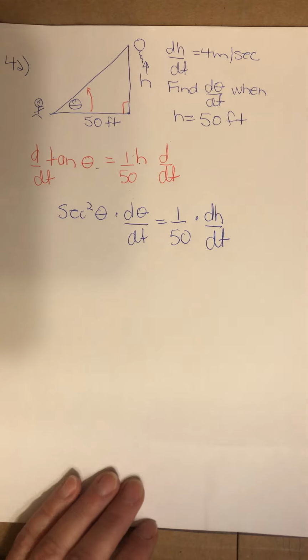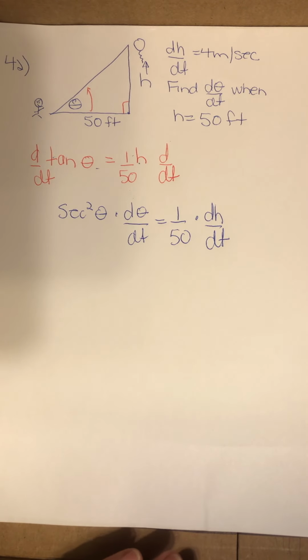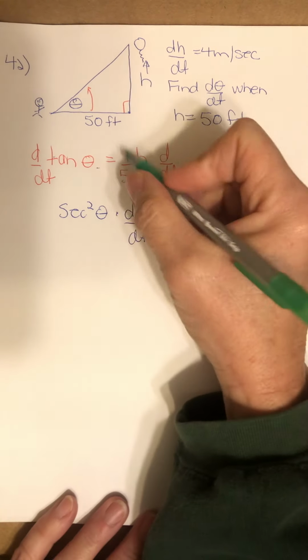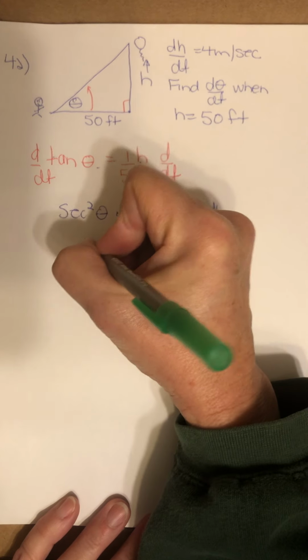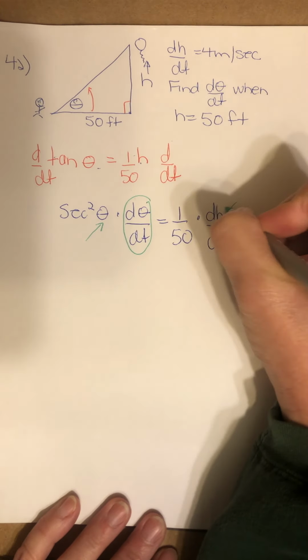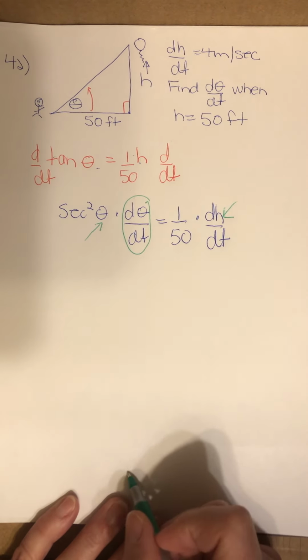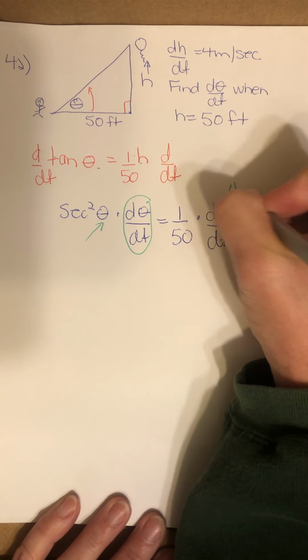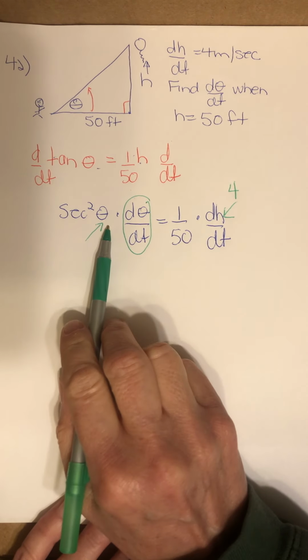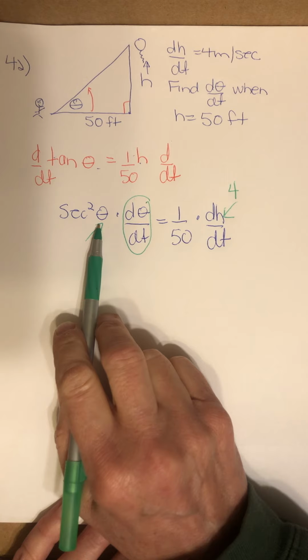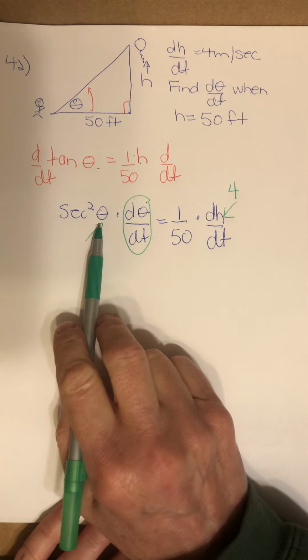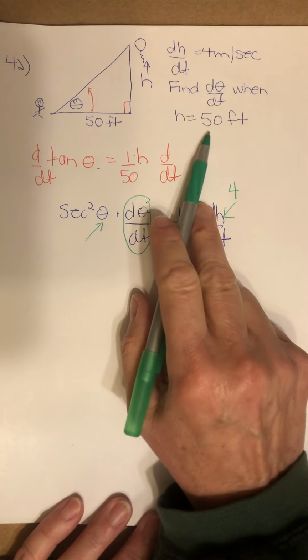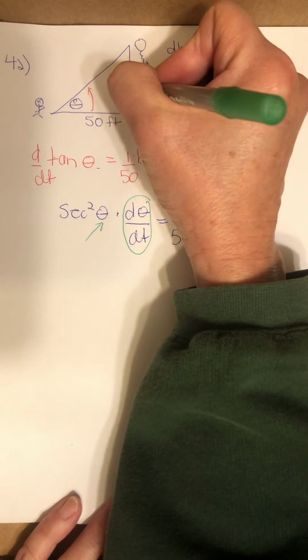Okay, now let's circle what they're asking us for. They are asking to find d theta dt. This means we need theta and we need dh dt. Notice you have dh dt, it is 4. Theta, it would appear we don't have, but of course, as you're starting to learn, we actually do. They told us h equals 50. So take a look here.